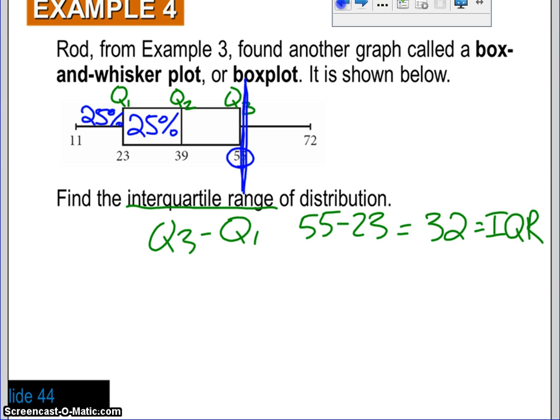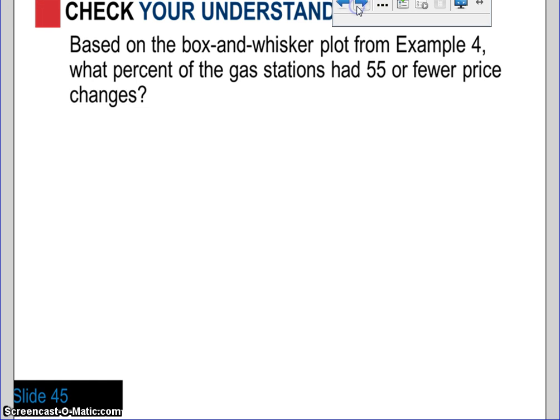Between 23 and 39 is 25% of your data. Between 39 and 55 is 25% of your data. And I kind of covered that up, so let me. And then between 55 and 72 is 25% of your data. So it's asking about 55 or fewer. So 25 plus 25 plus 25 means that in this case, 75% of the gas stations had 55 or fewer price changes.